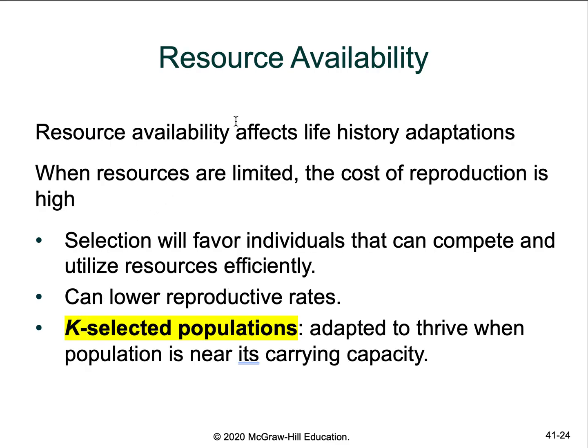We spoke about resource availability. If there are limited resources, that really does pose a threat to the population size as well as the gene pool. And so we have these two types of populations. We call them either K or R selected. The K selected populations are adapted to thrive when the population is near its carrying capacity.